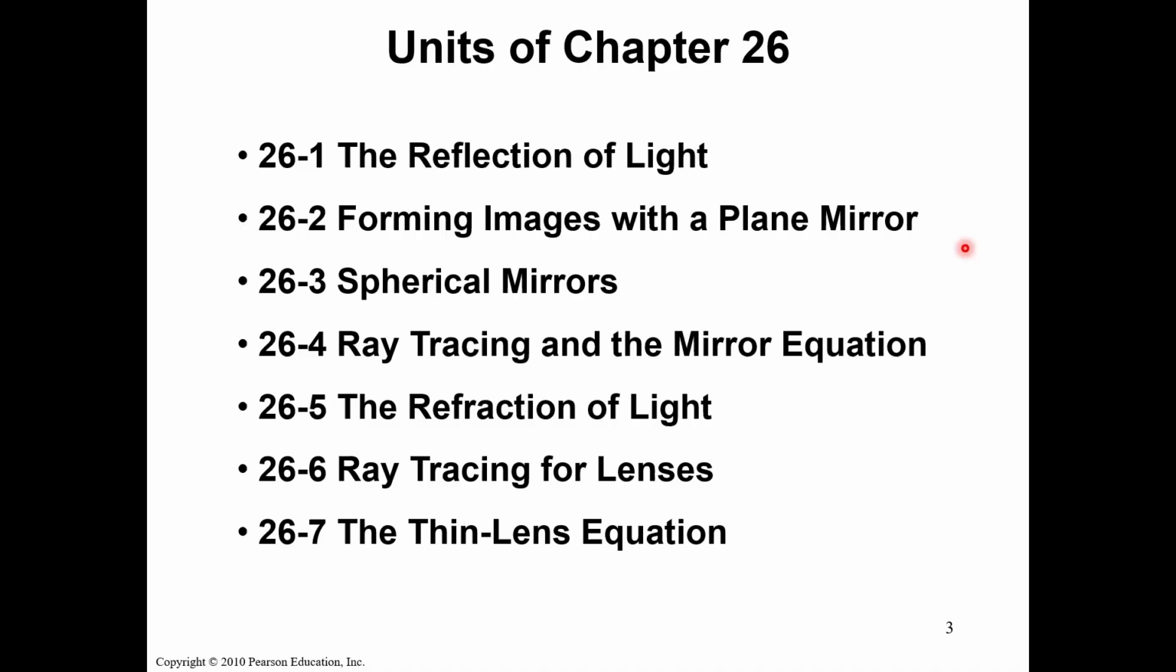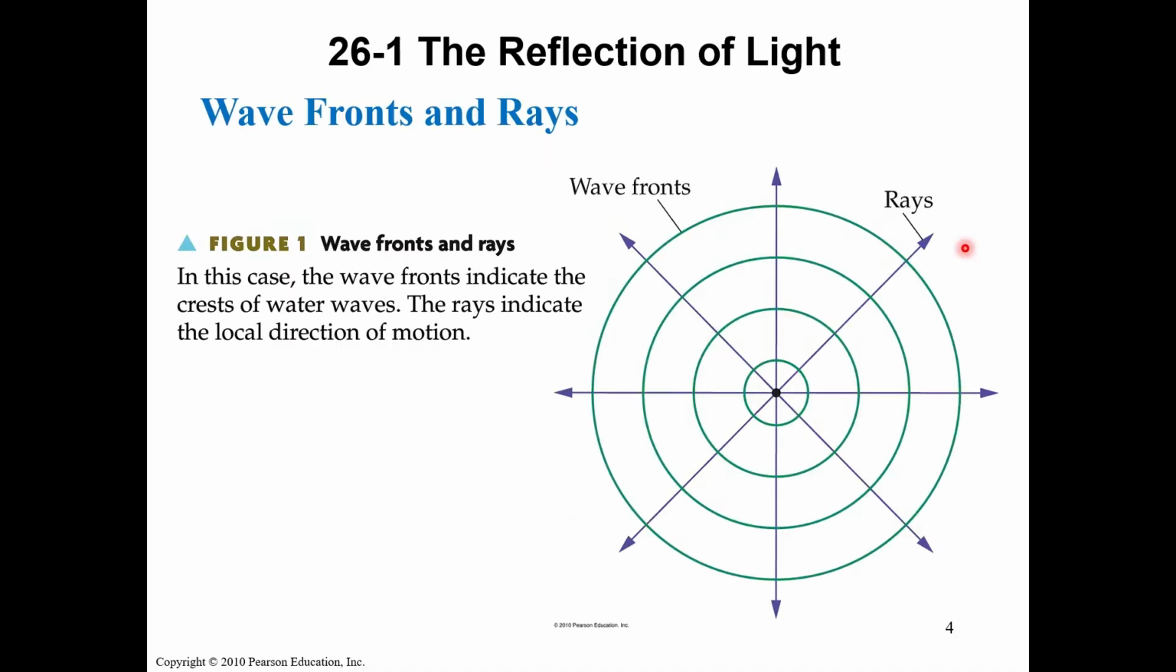Okay, so let's first review what we learned last time. We're talking about geometrical optics. Light is a wave, but we're going to talk about the simplest aspects of light, where we can treat light as rays. The relationship between the wave nature and the rays of light is displayed here, basically the relationship between wavefronts and rays.